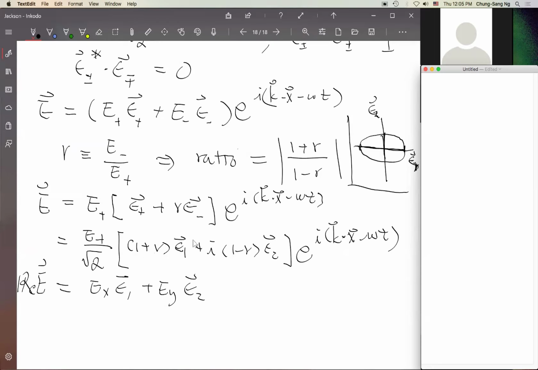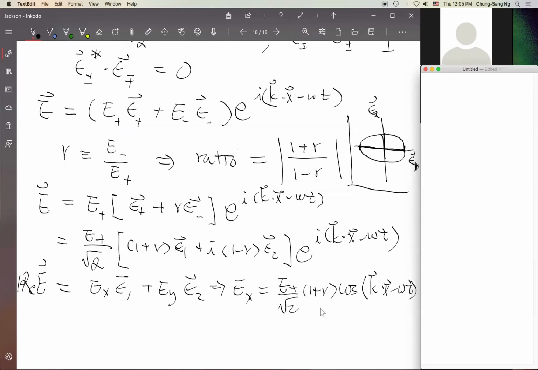So the real part is just basically you are multiplying by the real part of this one. So in the one direction it is multiplied by the real part of this one. So Ex, this implies Ex is this E plus over square root of 2, 1 plus R times the cosine, which is the real part of the exponential factor, k dot x minus omega t.